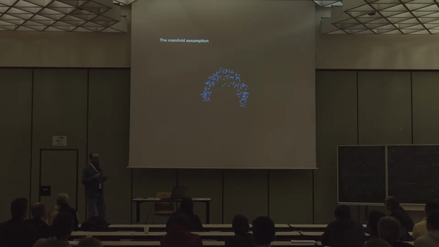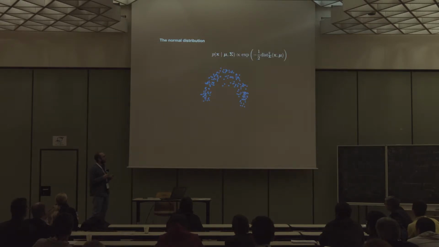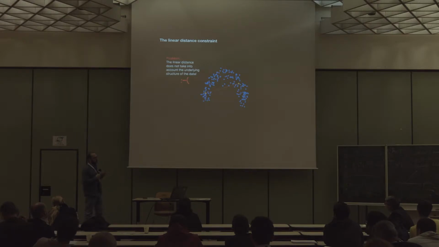Usually in machine learning, which is my field, we assume that the data have a nonlinear structure, which implies smooth behavior in the data. In these cases, the normal distribution, which is a monotonic function from the center, usually fails. But why does that happen? The main problem is the underlying distance measure that the normal distribution uses. Due to this strict distance measure, which does not take into account the underlying structure of the data, the normal distribution fails to capture the actual geometry of the data.